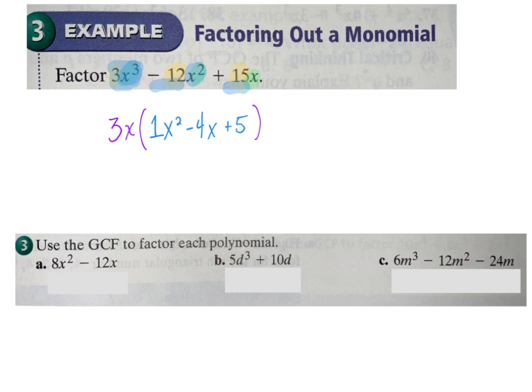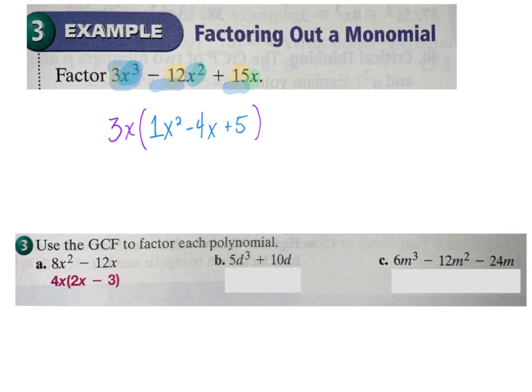Find the greatest common factor, divide each piece by it. So go ahead and do A, B, and C. All right, for the first one, what's your greatest common factor between 8x squared and negative 12x? 4, and then for variables it is x. So we take a 4x out of both. You should have gotten 4x times the quantity 2x minus 3.